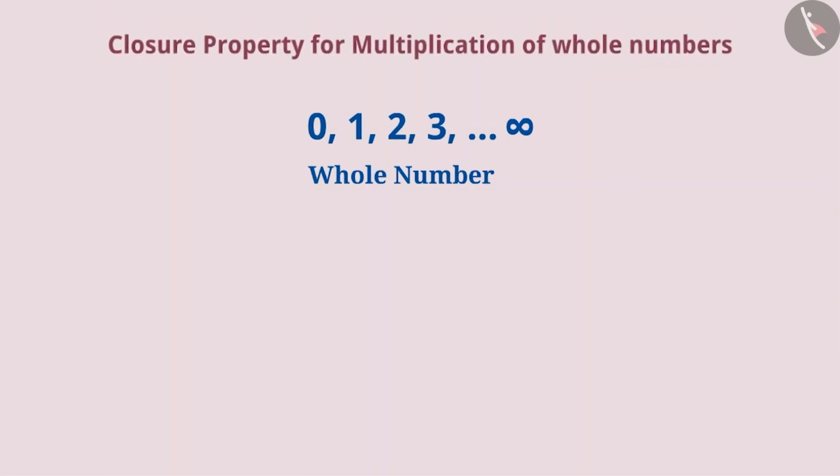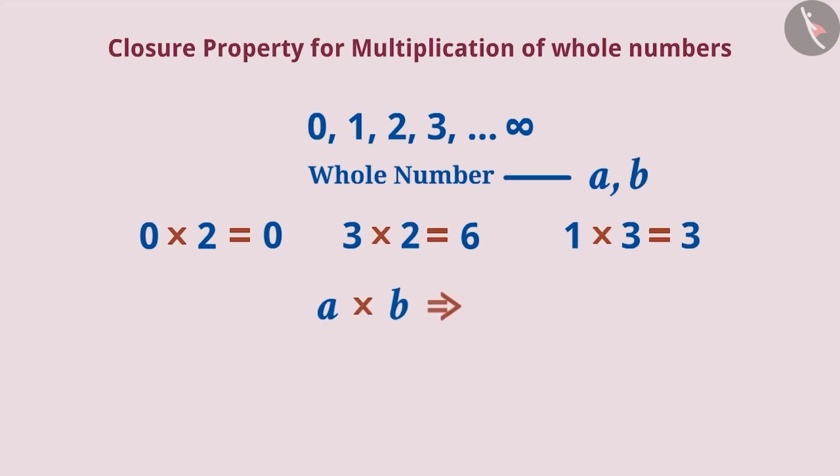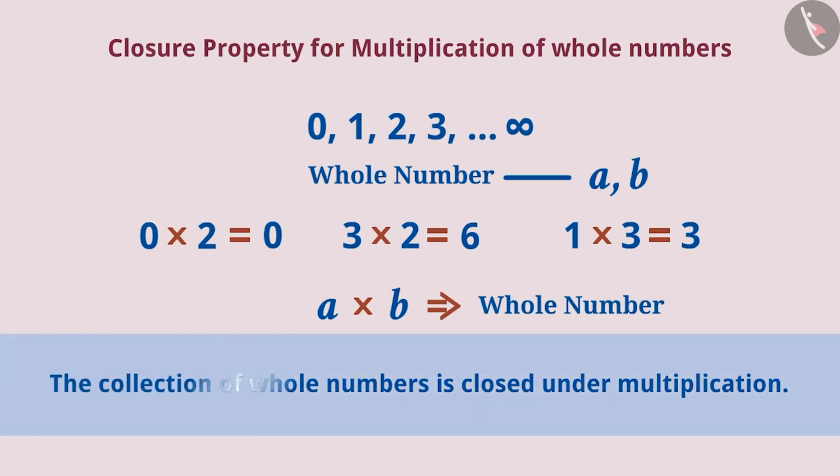The multiplication of two whole numbers is found to be a whole number. That is, the multiplication of any two whole numbers is always a whole number. Hence, we can say that the collection of whole numbers is closed under multiplication.